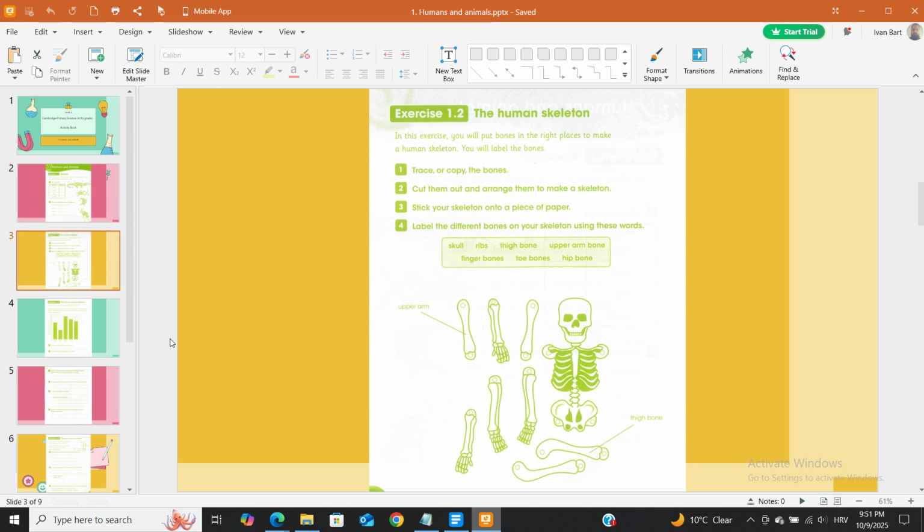3. Stick your skeleton onto a piece of paper. 4. Label the different bones on your skeleton using these words. Upper arm, skull, ribs, thigh bone, upper arm bone, finger bones, toe bones, hip bone, thigh bone.